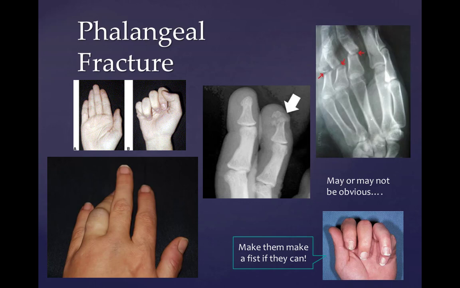The best way to test for a phalangeal fracture is to try to have the patient make a fist and then look for finger alignment. You can see in the picture on the lower right, this person can no longer make a fist and the ring finger does not align with the other fingers.